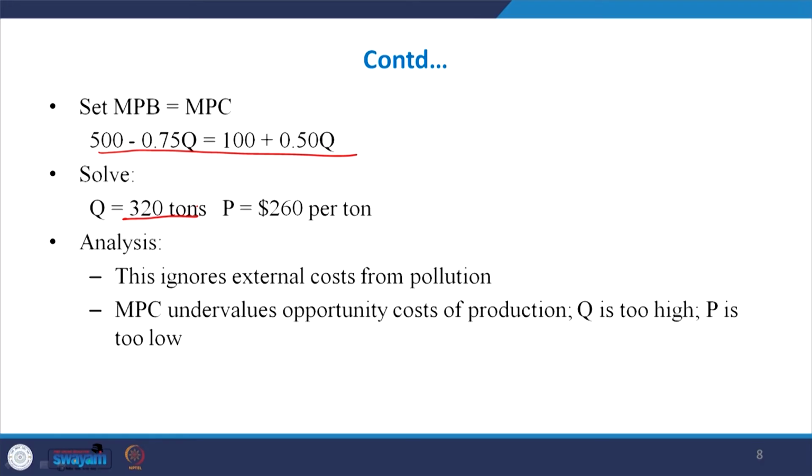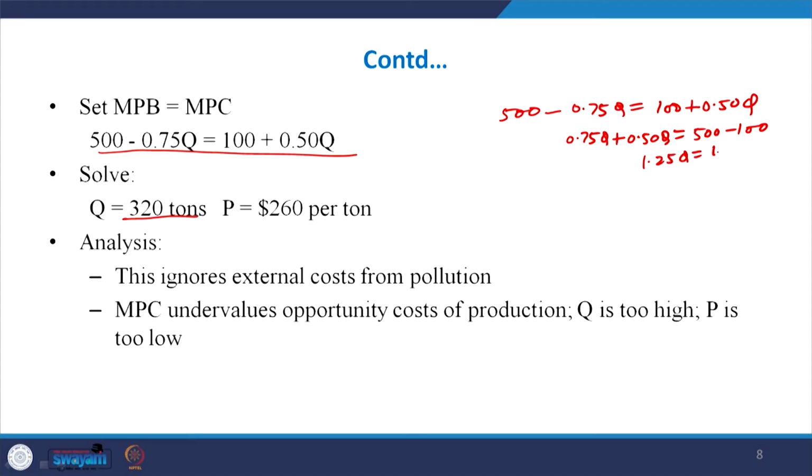You can easily see this like 500 minus 7 Q equal to 100 plus 0.5 Q. So, now Q is 0.75 Q plus 0.5 Q equal to 500 minus 100, and that is 1.25 Q equal to 400 and Q equal to 400 divided by 1.25, and that is how much?